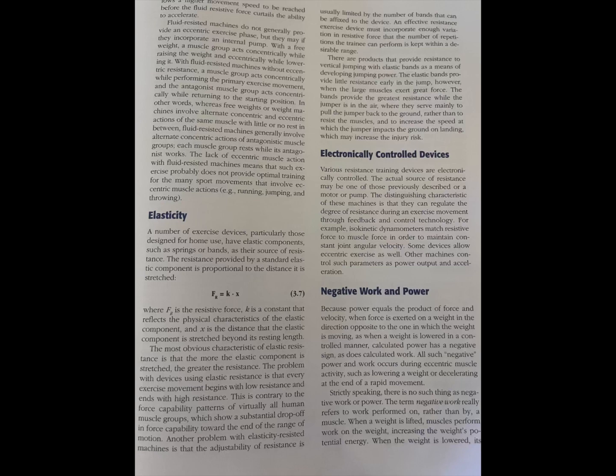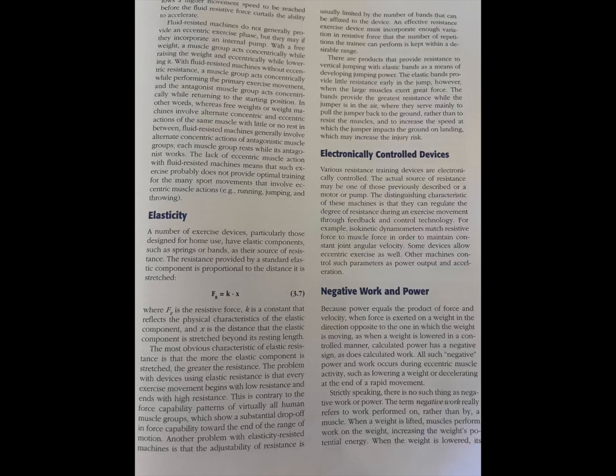The lack of eccentric muscle action with fluid-resisted machines means that such exercise probably does not provide optimal training for the many sport movements that involve eccentric muscle action: running, jumping, throwing. Elasticity. A number of exercise devices, particularly those designed for home use, have elastic components such as springs or bands as their source of resistance. The resistance provided by a standard elastic component is proportional to the distance it is stretched.